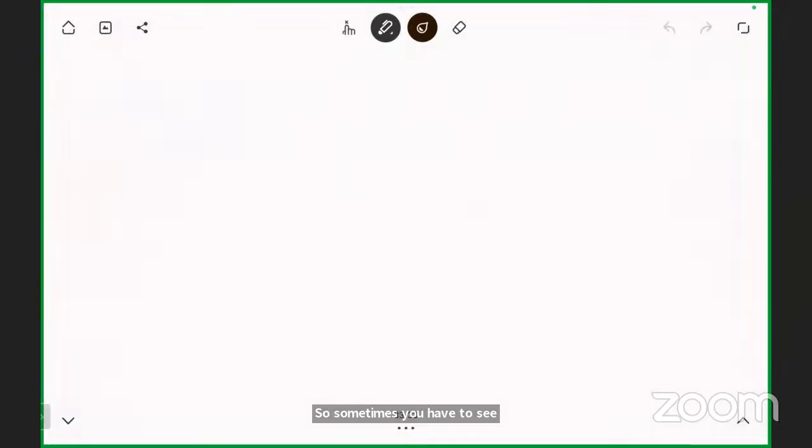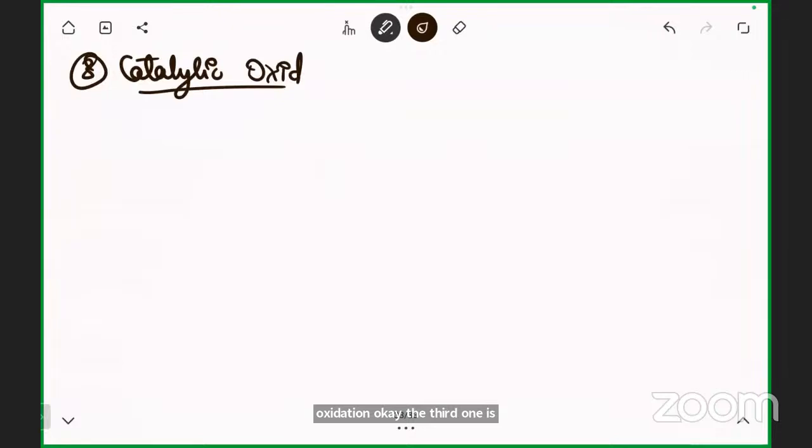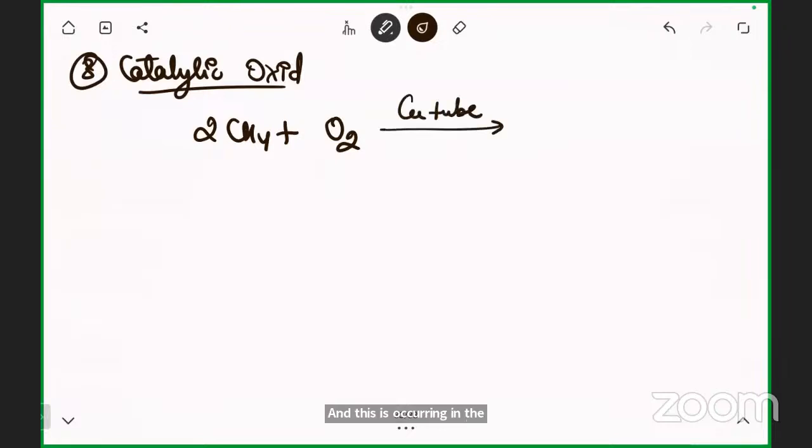Last one is catalytic oxidation. We'll start catalytic oxidation in the next class because it's quite big. Catalytic oxidation means the oxidation is occurring in the presence of a catalyst. For example, 2CH4, methane, reacting with O2 in a copper tube at 100 atm of pressure and 573 Kelvin of temperature.